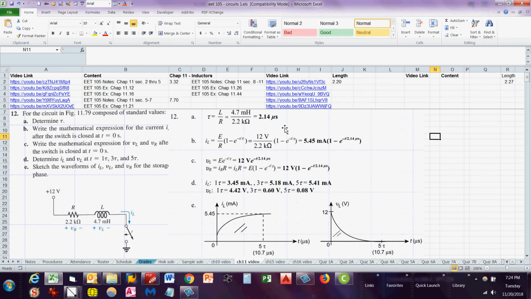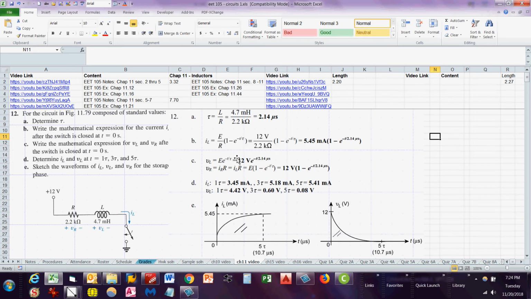ET105 inductors, example 11.12. Here's the circuit: 12 volts, RL, and then the switch is closed at time 0. It says determine tau. Tau equals L over R, 4.7 millihenries over 2.2K, equals 2.14 microseconds. Write a mathematical expression for the current I sub L after the switch is closed at T equals 0 seconds.